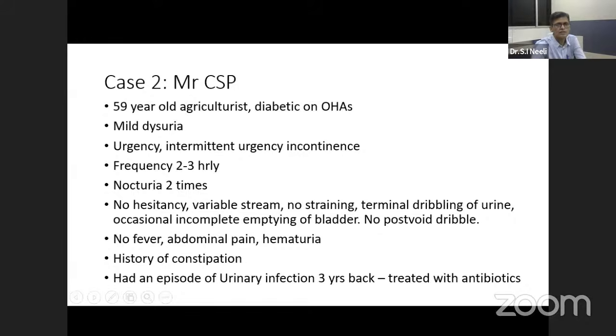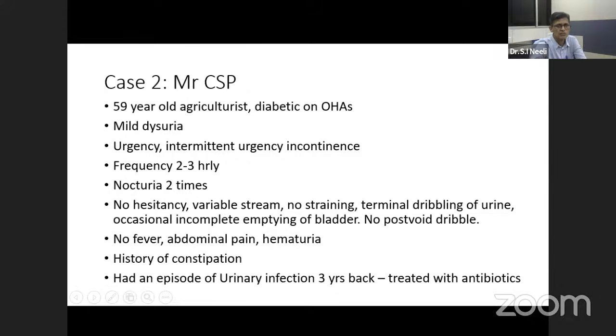Now the second case is a 59-year-old agriculturist, diabetic on oral hypoglycemic agents, who had mild dysuria, urgency, intermittent urgency incontinence, frequency 2 to 3 hourly, nocturia 2 times, no hesitancy, the stream was variable, no straining, but he also complained of terminal dribbling of urine, occasional sense of incomplete emptying of the bladder, no post-void dribble. He had no history of fever, abdominal pain or hematuria.